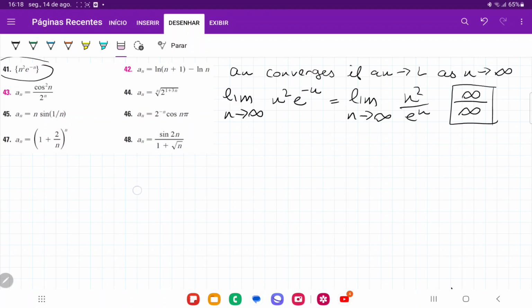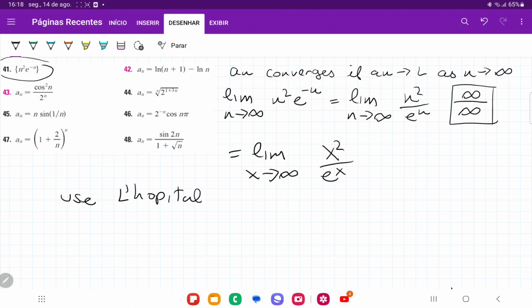we're going to turn this into a function. So we're going to say this is equal to the limit as x approaches infinity of x squared over e to the x, right? And then we're going to use L'Hopital here. So we're going to take the derivative of the top and of the bottom. We're going to take the limit as x approaches infinity of the derivative of x squared, which is 2x, over the derivative of e to the x, which is just e to the x. And this is still equal to 2 times infinity, that is infinity, over e to the power of infinity, also infinity.